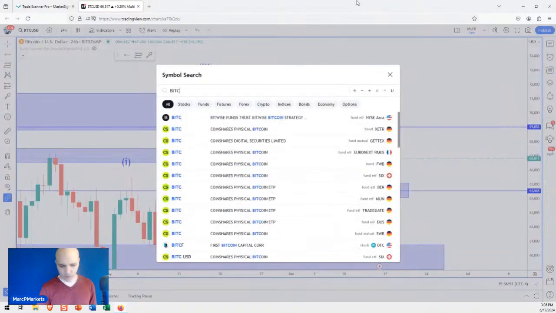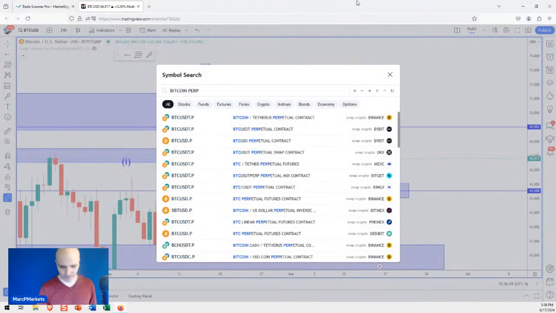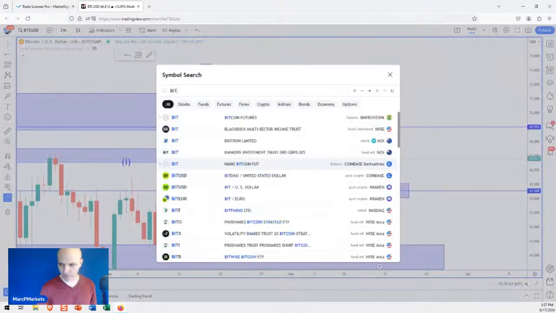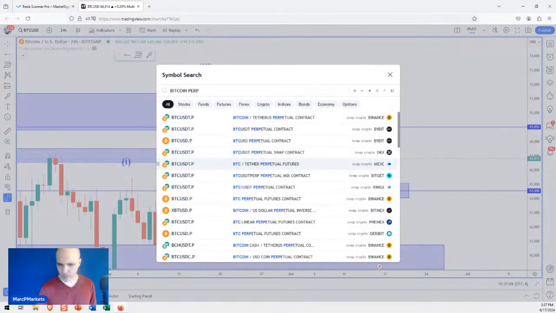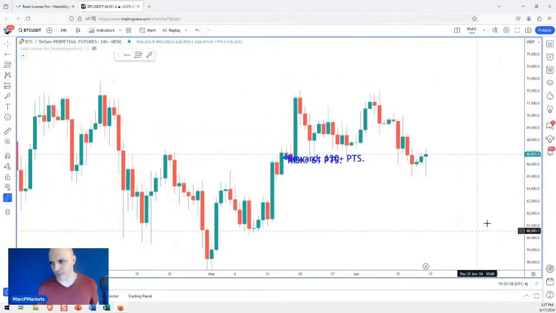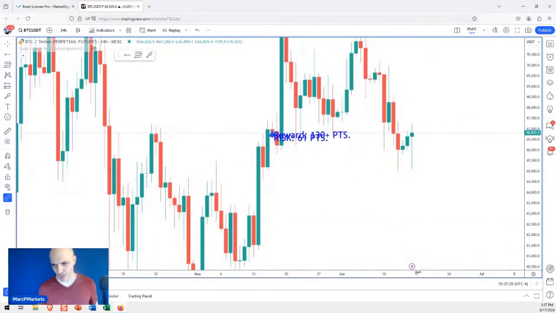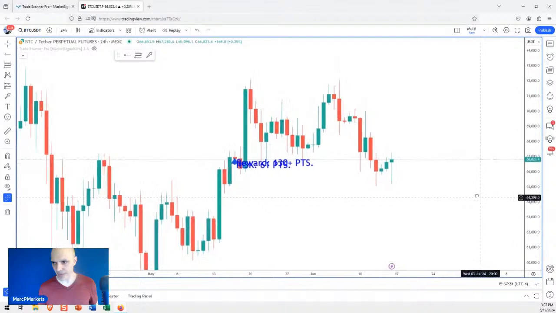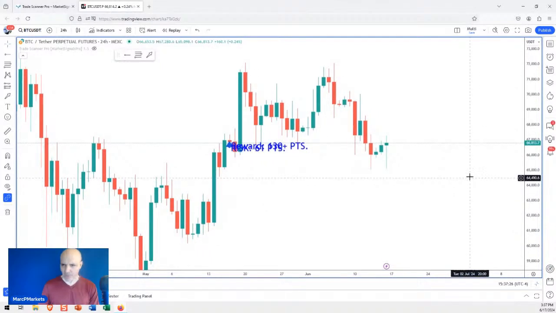So let's go to Bitcoin Perp. And we're going to change this. Okay, hold on a second. Yeah. Let's go to Bitcoin Perp. The Perp means perpetual futures. It just means the futures contracts always update. And we're going to go to MEXC. I just choose that just to match the exchange. It doesn't matter what exchange you use. I'm just using that to illustrate. Doesn't matter. All right. Now, this is the daily chart.